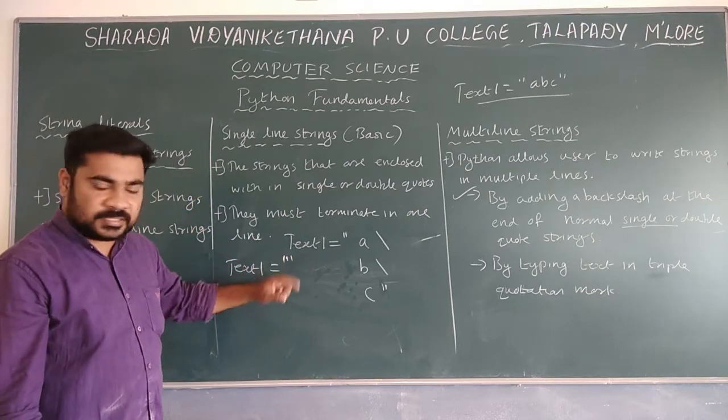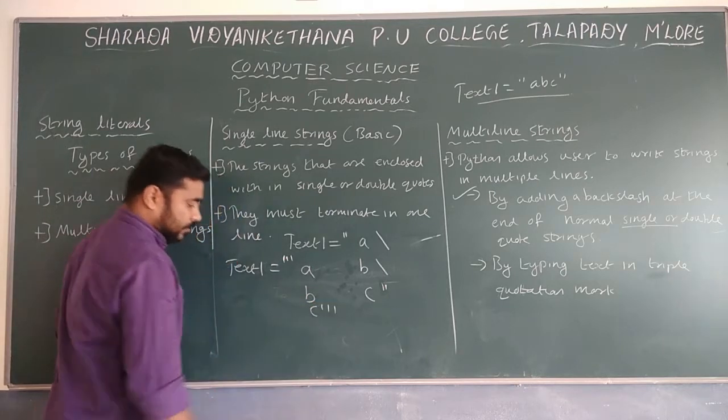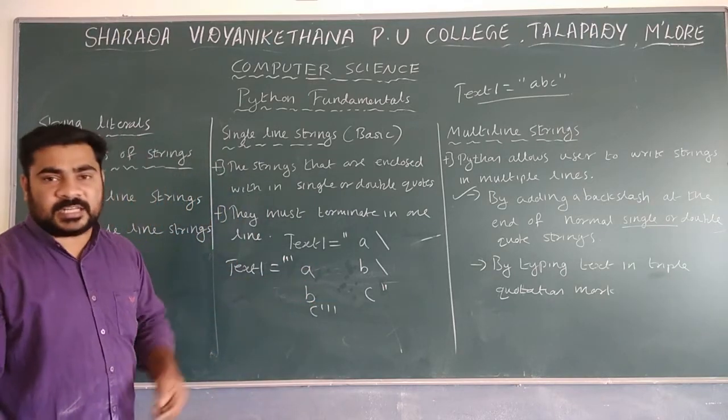Triple quote means one double and single. Then we can use the A, B, C, triple. This is also possible. You can use it like that. There is no backslash required.